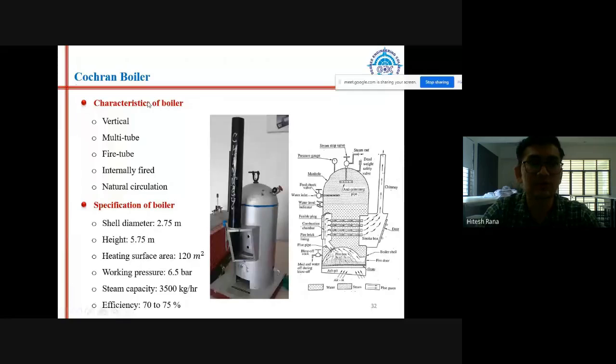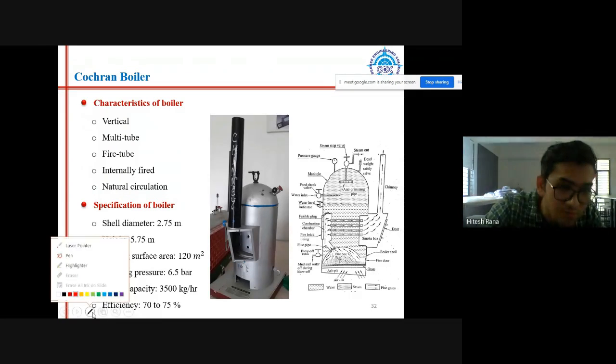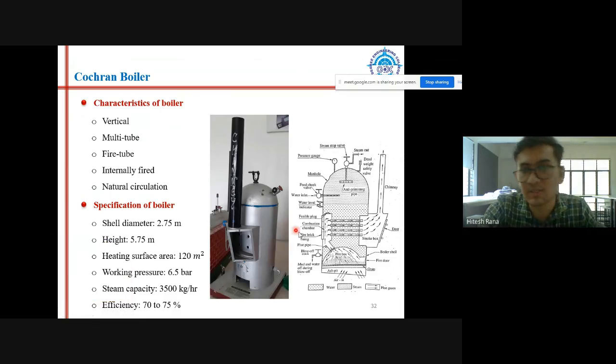So today we are going to discuss the Cochran boiler. I hope you remember what a boiler is. A boiler is basically a device, or a closed vessel, which is used to generate steam. This picture is a model of the Cochran boiler available in our lab, and this is the diagram of this boiler. From this figure only you can write the characteristics of a Cochran boiler.